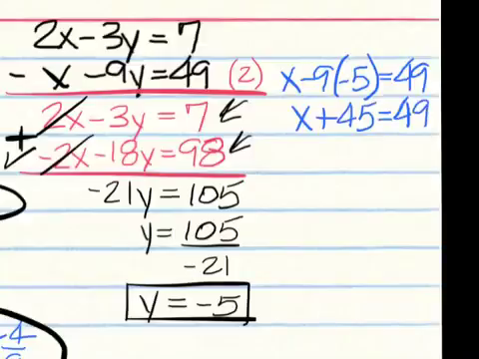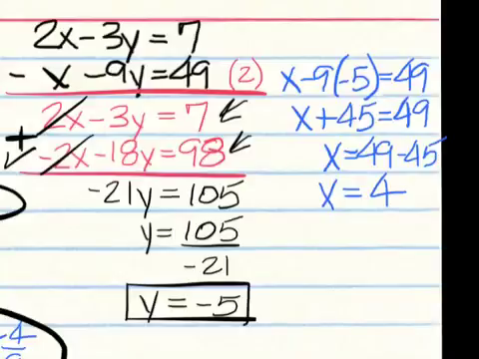And when you move it to the right side, it'll come out to be minus 45. So then we end up with a 4 in the x spot. So we plug back in.